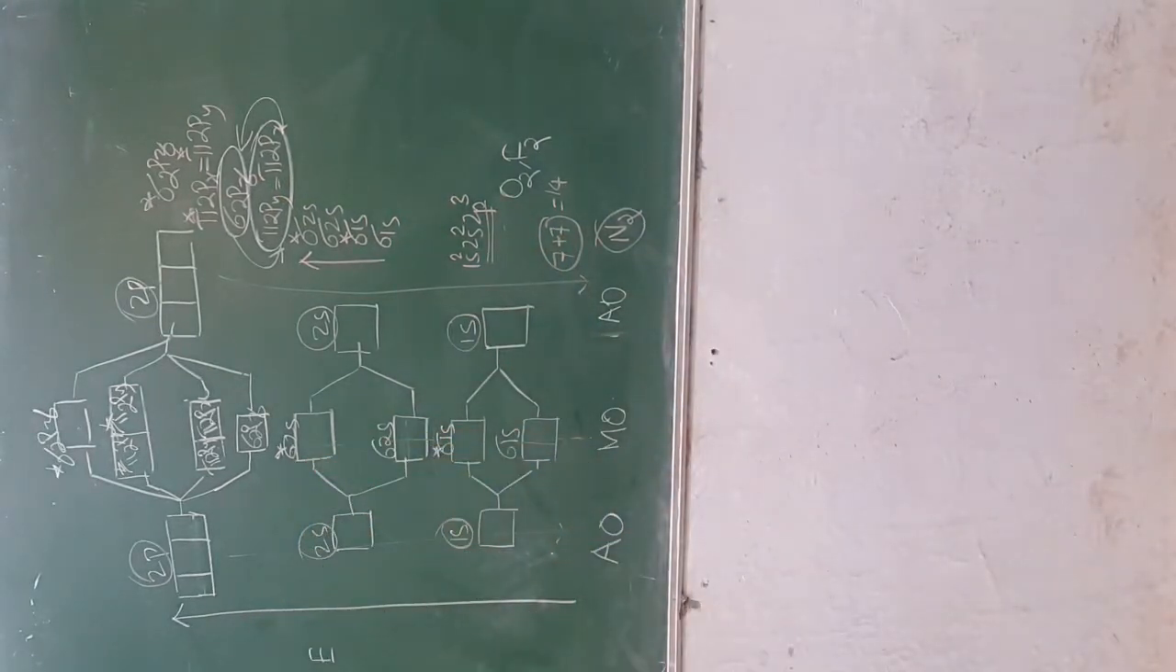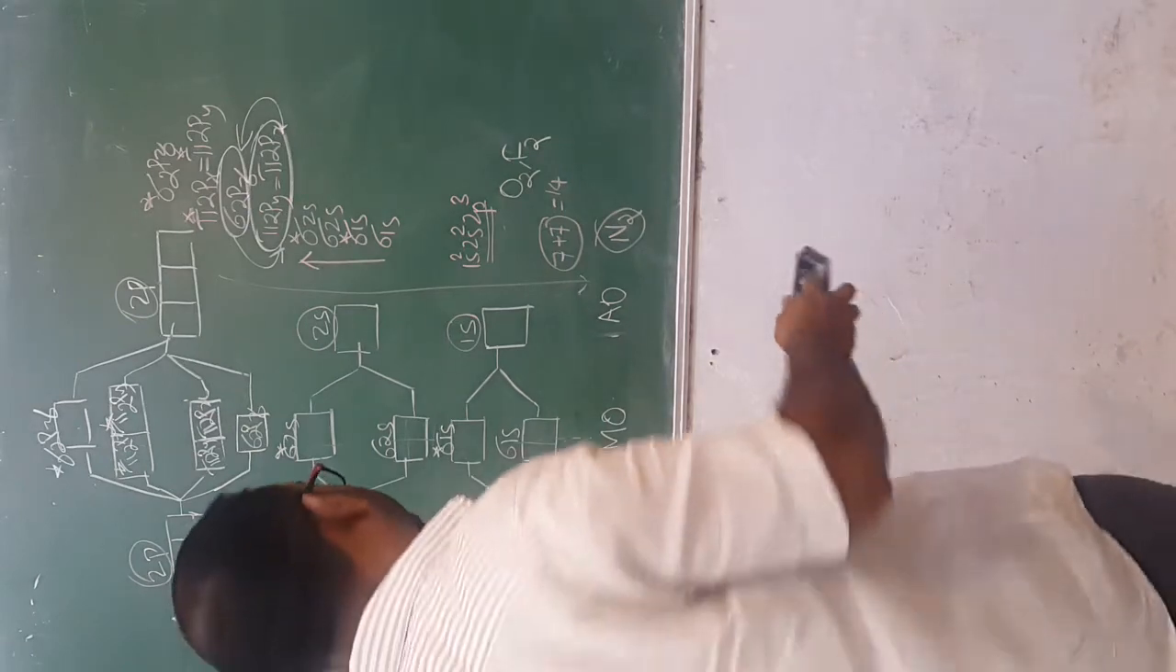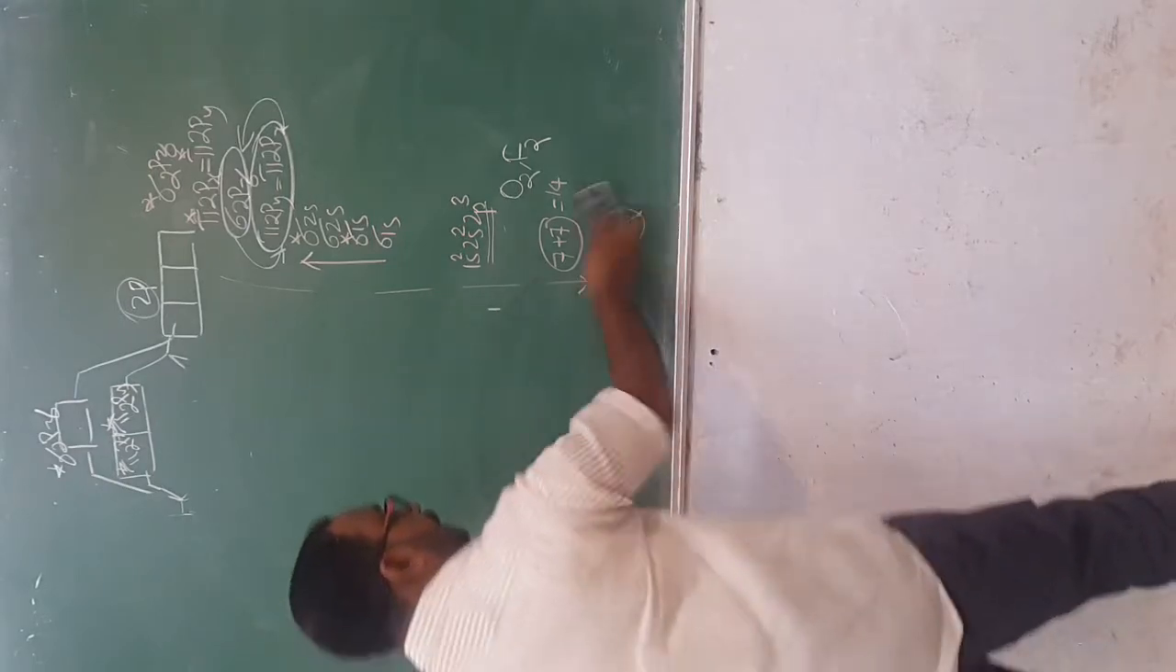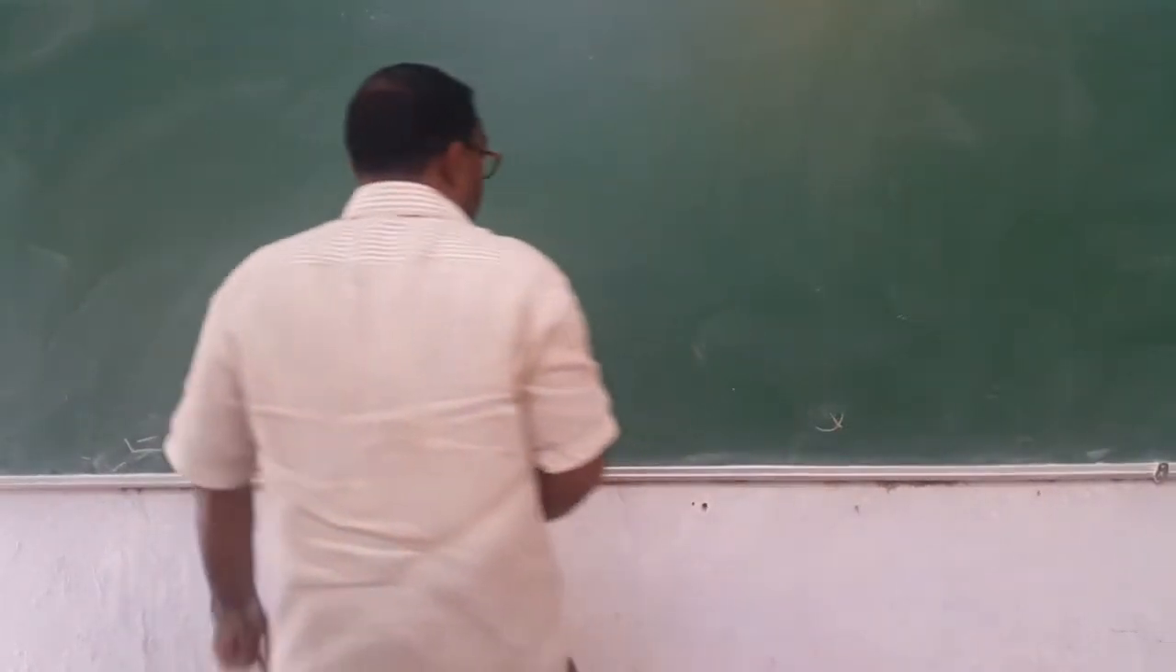This is how the molecular orbitals are arranged in their increasing order of energy. And now, before starting the class, I cited a big problem. What was the problem? Why is oxygen paramagnetic? What makes oxygen paramagnetic?